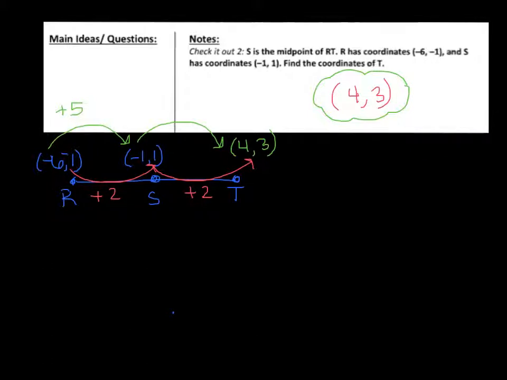Then I looked for the pattern from the y values. If I started at -1 and get over to +1, I have to add 2. So I extended that pattern. 1 plus 2 gives me a y coordinate of 3 for point T. So my coordinates of T are (4, 3).